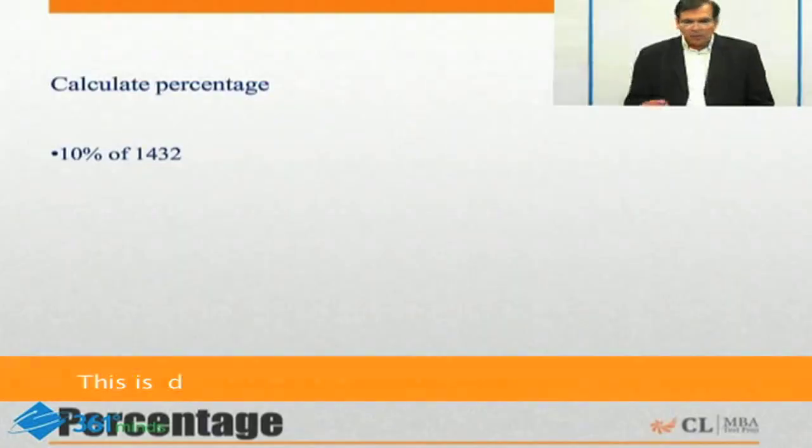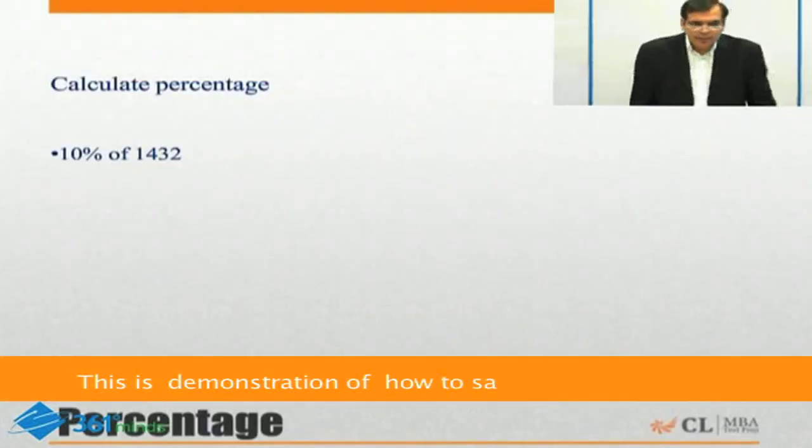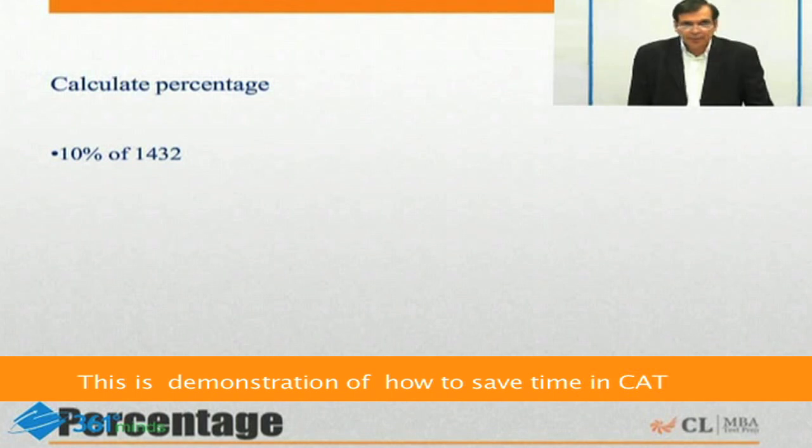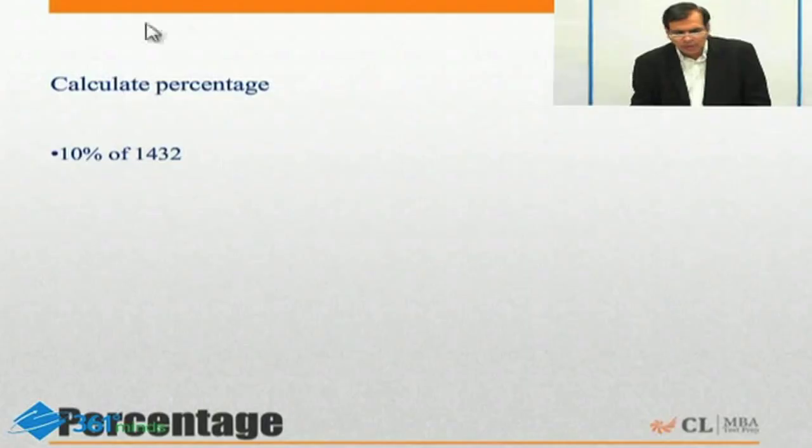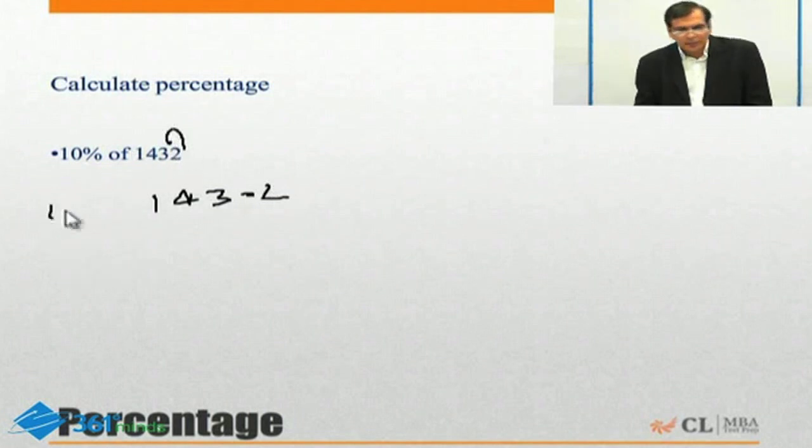This is what you will be applying the most, and hopefully this will be able to take away your fear of percentage calculation completely. The important thing to remember is that it is very easy to calculate 10% of any number. All you need to do is shift one place of decimal. So what is 10% of 1432? Obviously it is 143.2. So you shift one place of decimal, you are at 10%. So 10% of 1432 is this much.